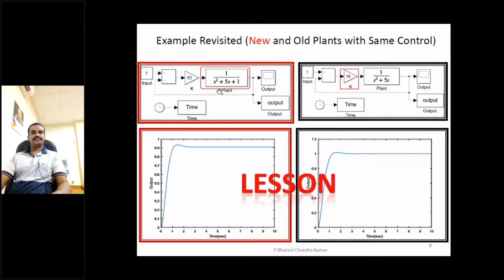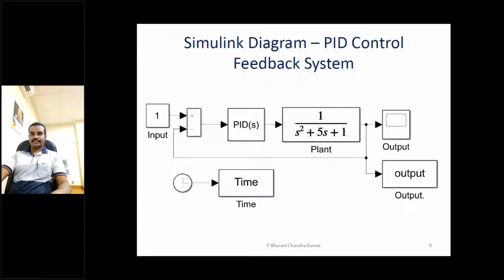So what is the lesson here? The lesson here is, if the plant doesn't have integral action in it, then only proportional control will not drive your steady state error to 0. You need some integral action in that one. That is the lesson we have learned now.